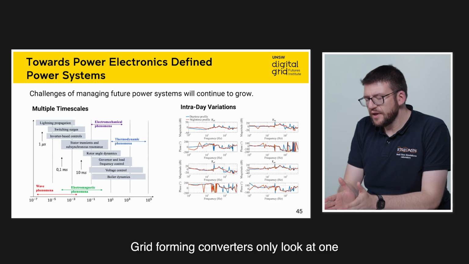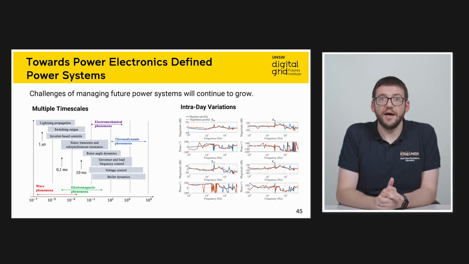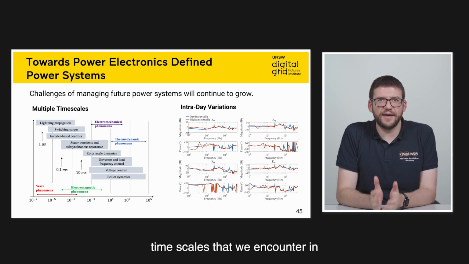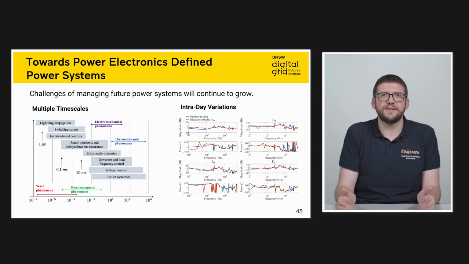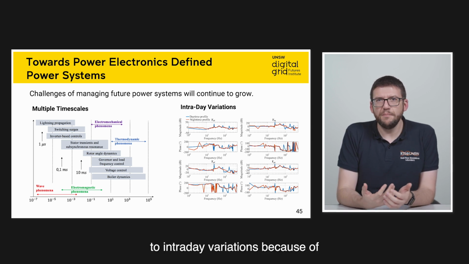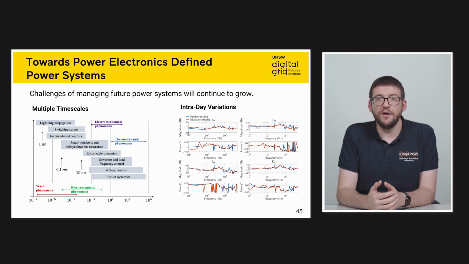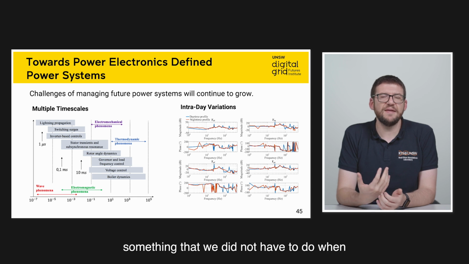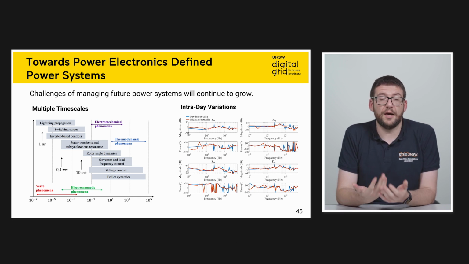Grid-forming converters only look at one particular time scale for the response and the operation of the power system. However, we need to take a more holistic view and consider multiple time scales that we encounter in our power system, from the very fast ones to the very, very slow ones. We also need to start paying attention to intraday variations. Because of different solar and wind generation throughout the day, we now have to manage a system that continuously changes throughout the day, something that we did not have to do when our synchronous generation was coming from coal-fired or gas-fired power stations.